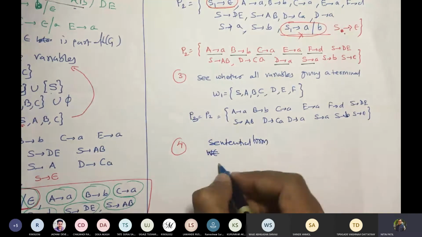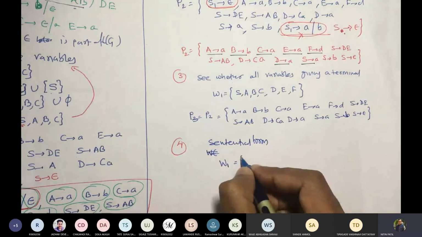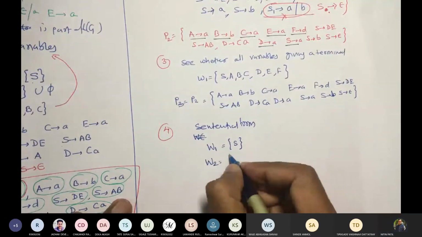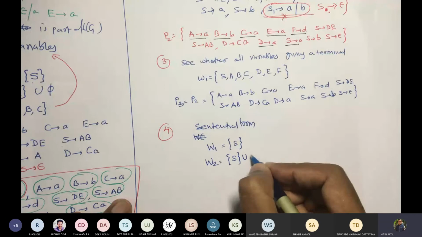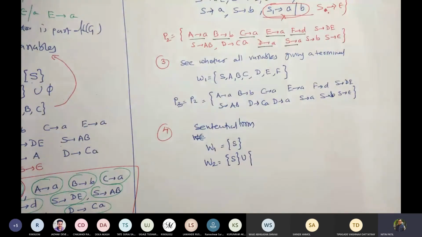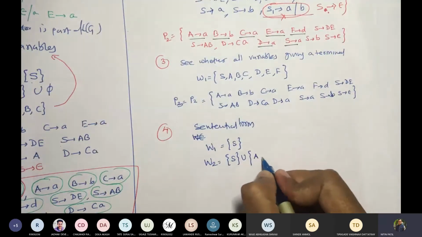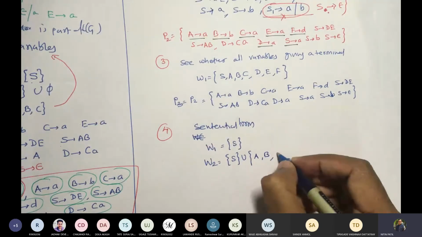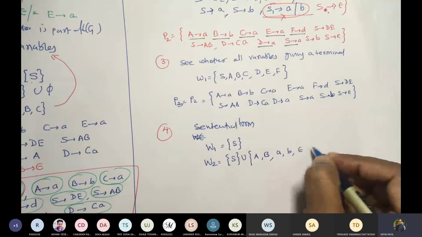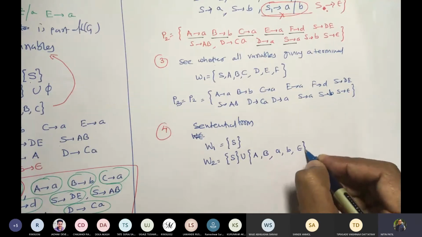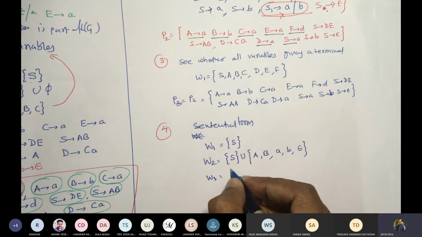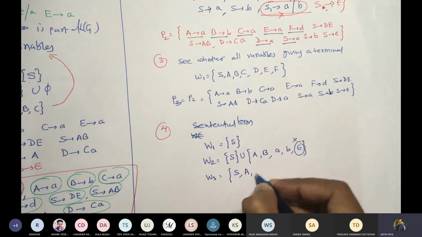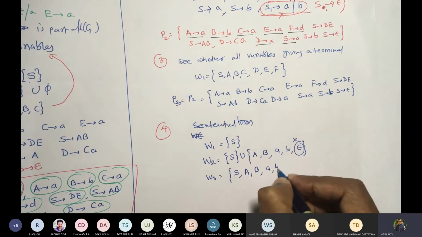sentential form. So we start W1 by taking the start variable here. W2 would be whatever is occurring on the right side of S. What is there on the right side of S? We have S gives AB, so that's why AB is added. We have S gives A, S gives B, S gives epsilon. Correct? All of them are added. So W3 is what? Even if you don't take this, it's not a problem, because we have only one occurrence of that there.